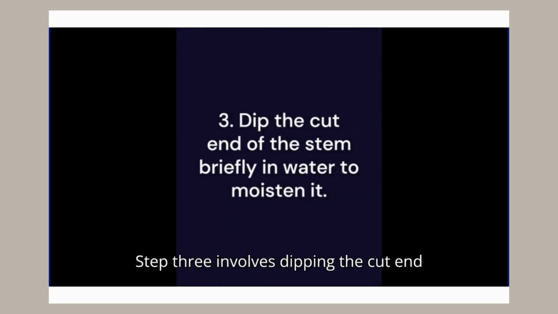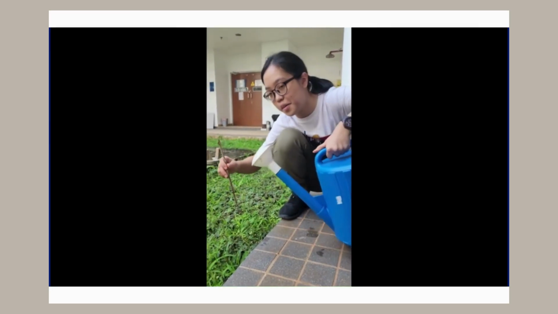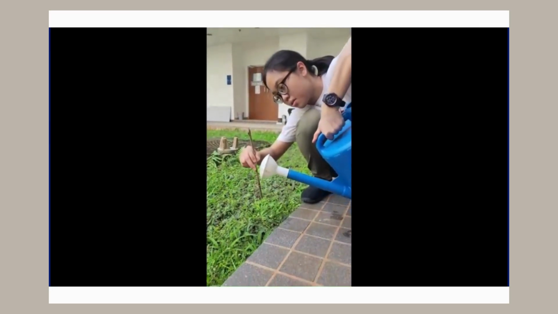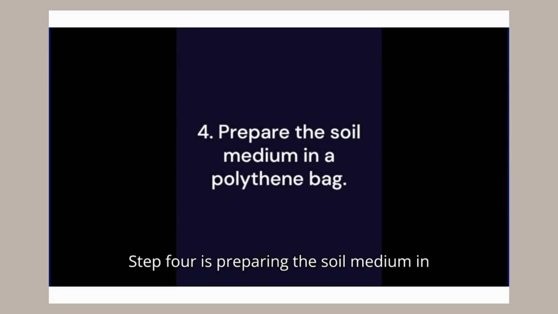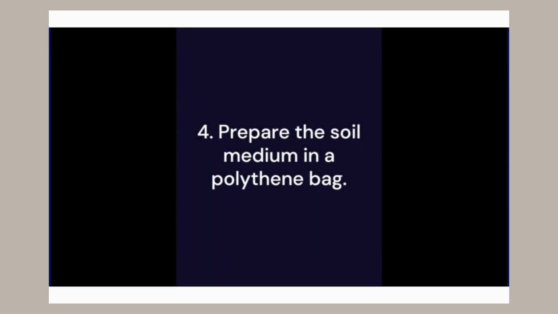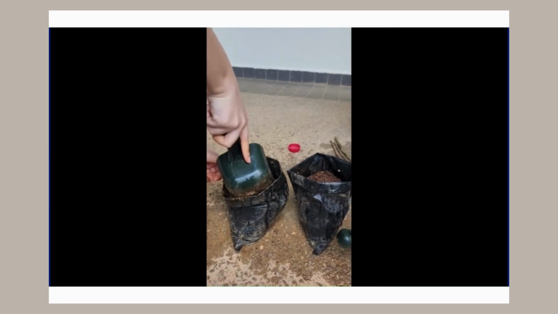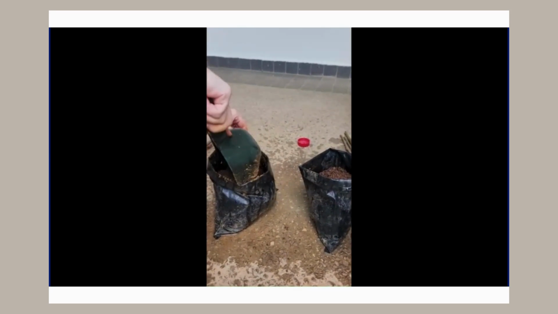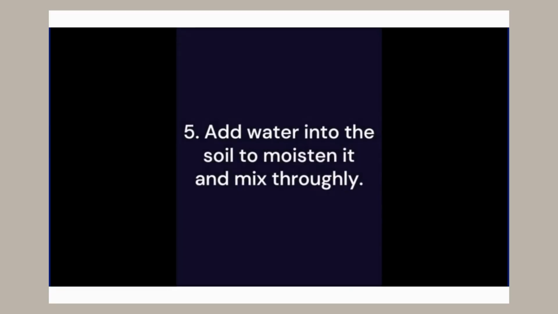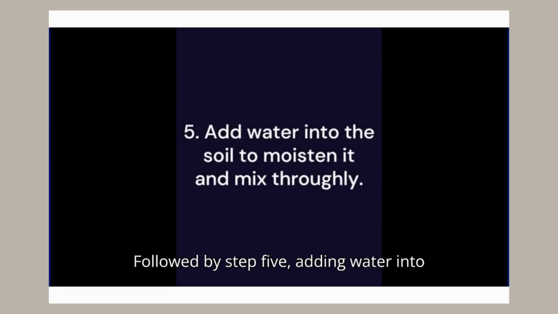Step 3 involves dipping the cut end of the stem briefly in water to moisten it. Step 4 is preparing the soil medium in a polythene bag, followed by step 5, adding water into the soil to moisten it and mix it thoroughly.